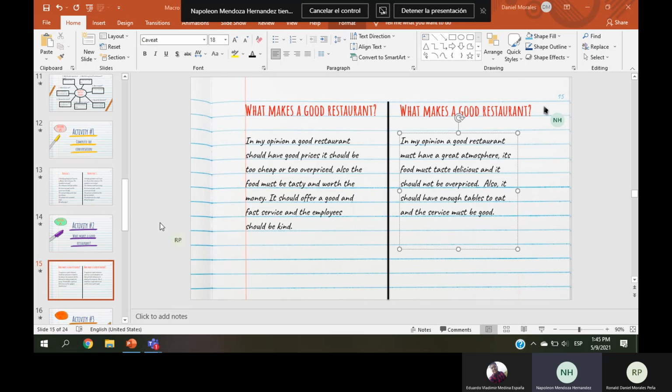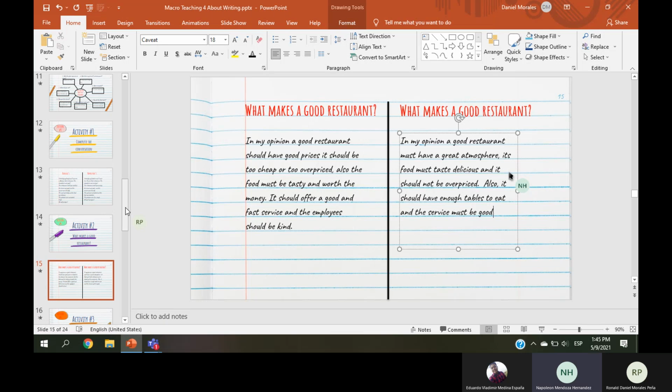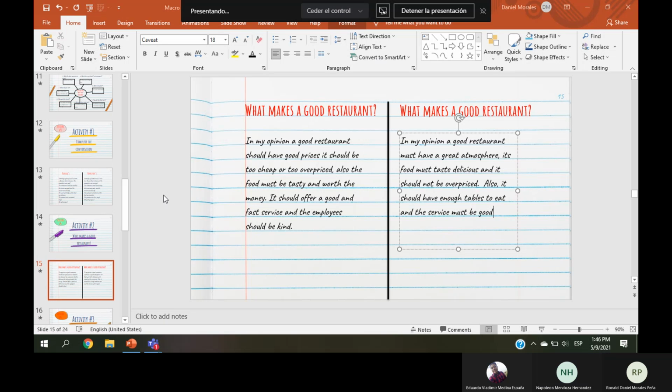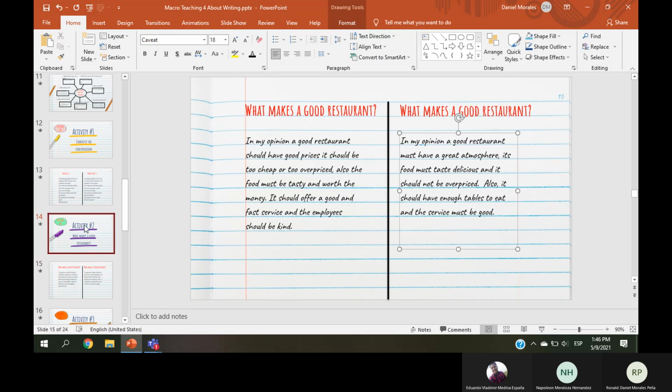In my opinion, a good restaurant must have a great atmosphere, its food must taste delicious, and it should not be overpriced. Also, it should have enough tables to eat, and the service must be good. I agree in general, but I like the last part, since sometimes people get angry because they wait a long time to get a table, right? So it was good. Napoleon, great job. Thank you, teacher.